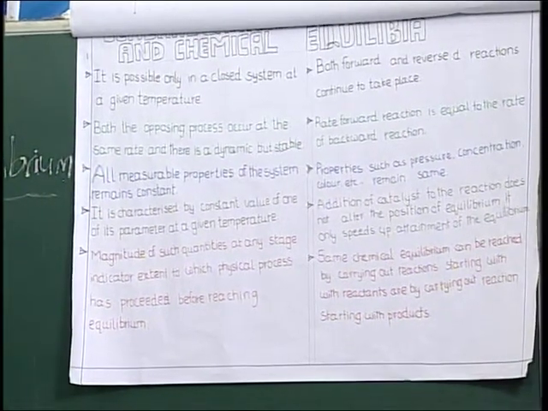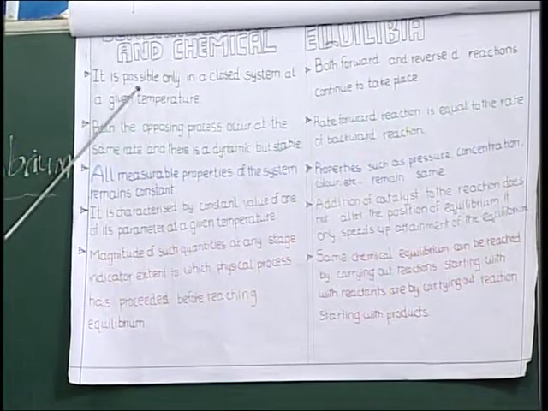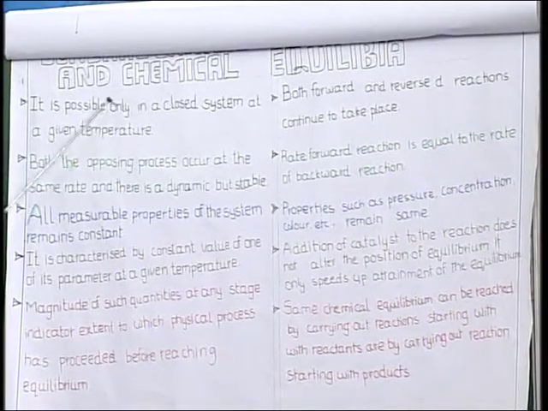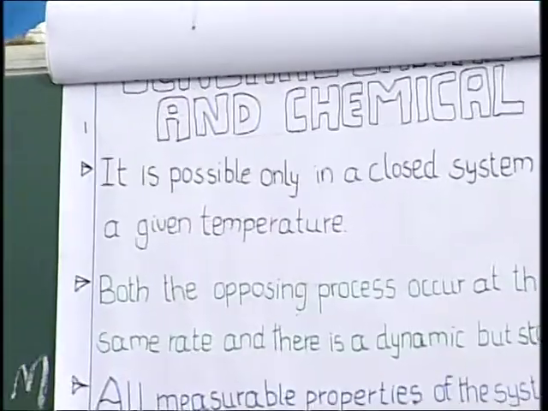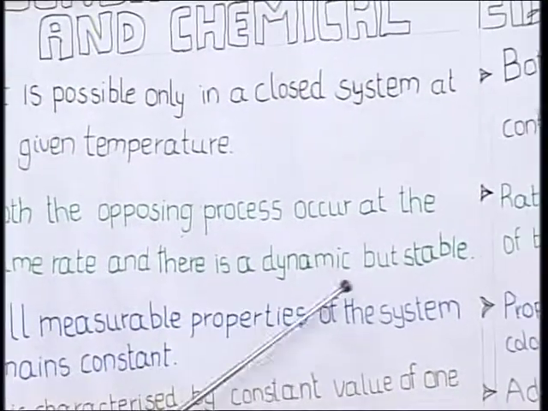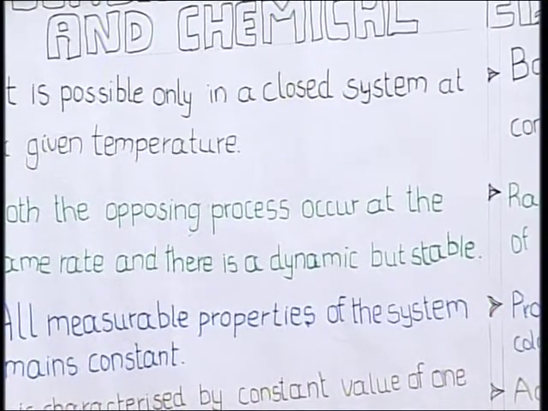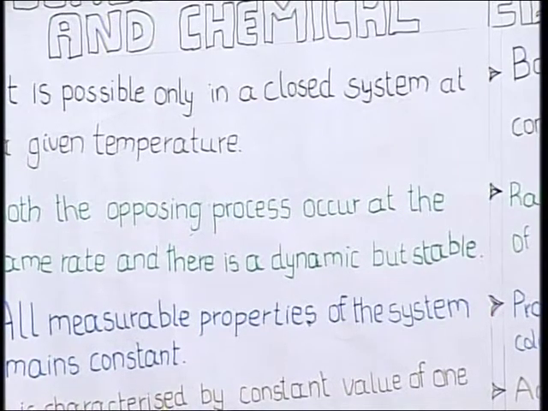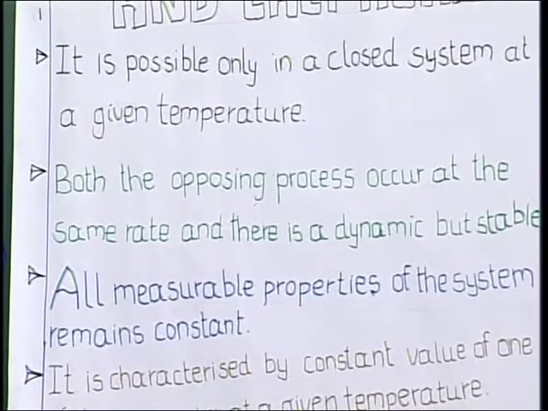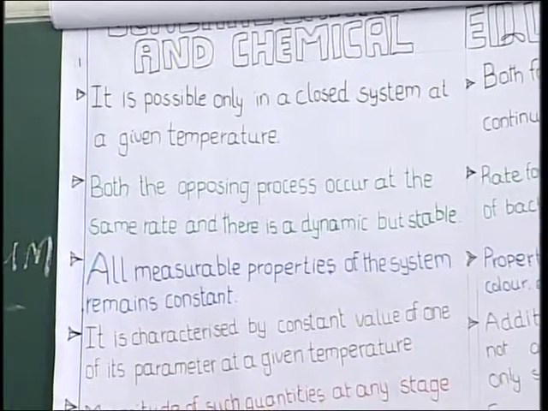Physical equilibrium is only possible in a closed system at a given temperature. Second point, both the opposing forces occur at the same rate and there is a dynamic but stable condition. Both the opposing forces, which means the rates of forward and backward reactions, are the same, they occur with the same speed, and here there is a dynamic nature but a stable condition.